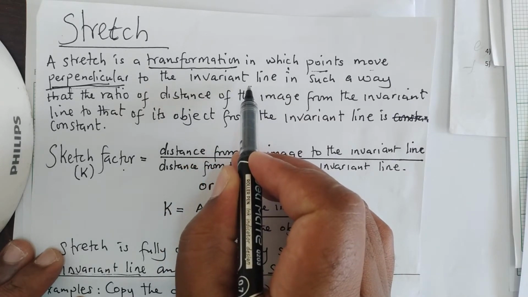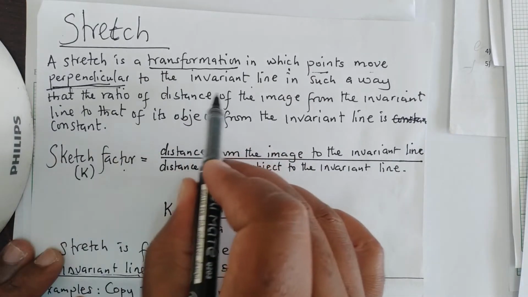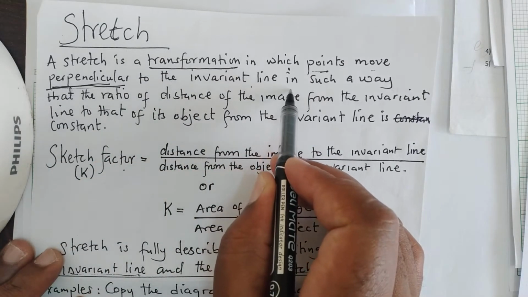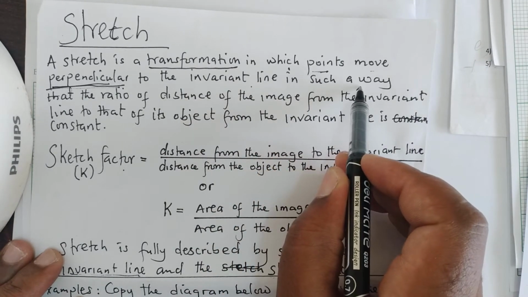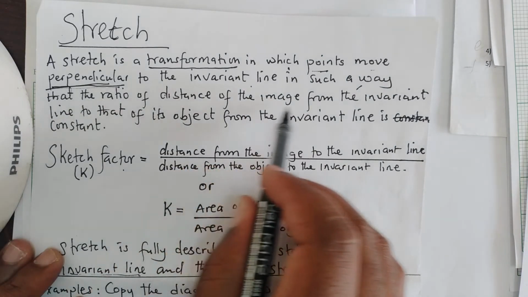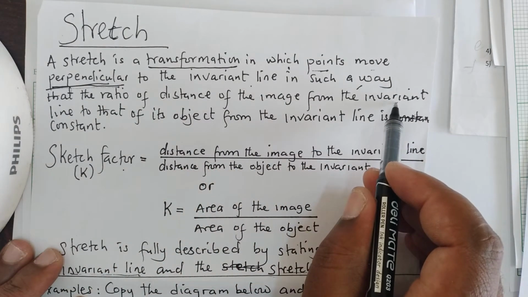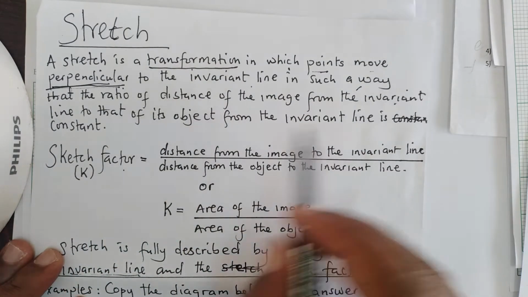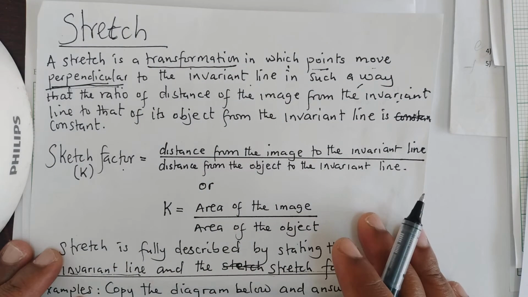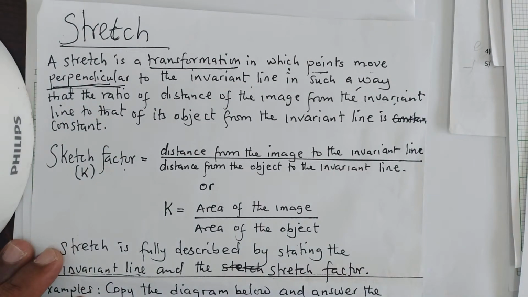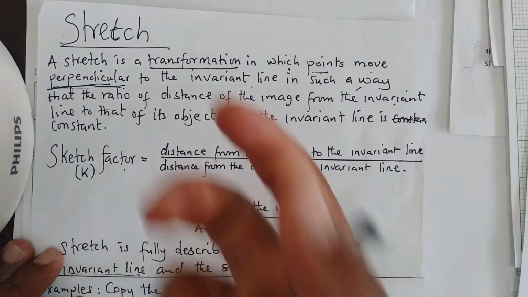So when you are dealing with a stretch, it is a transformation in which points move perpendicular to the invariant line in such a manner that the ratio of the distance of the image from the invariant line to that of its object from the invariant line is constant, meaning that it is the same. So a stretch is like a pull, isn't it?